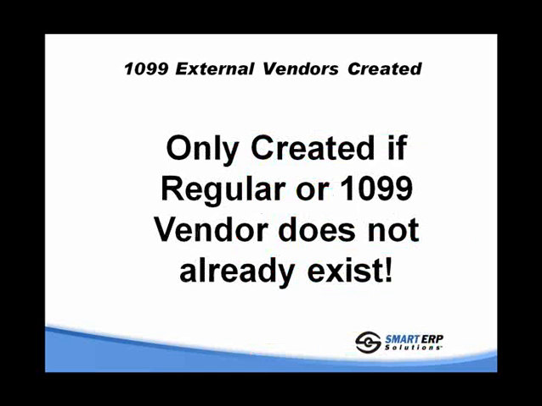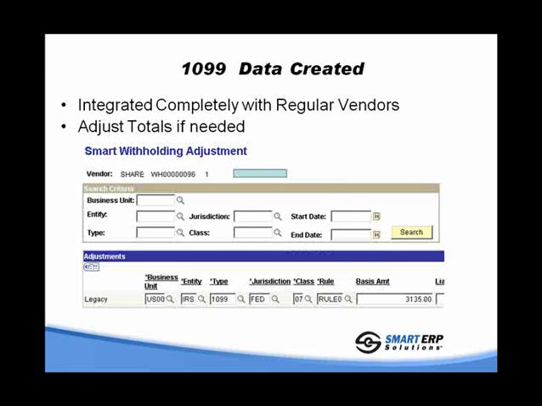Remember, external vendors are only created when a regular or external vendor for the same TIN does not exist and the transactions are deemed 1099 applicable. With Smart Withholding Adjustment, you can modify any totals or classes, just as you can with the delivered PeopleSoft transactions on the delivered Withholding Adjustment page.